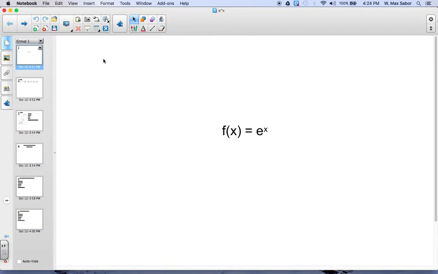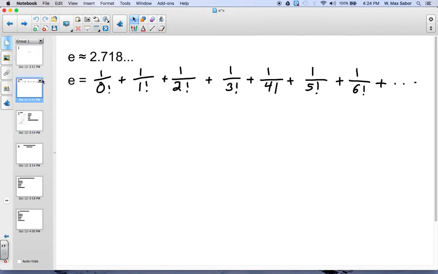Right now we're going to look at f of x equals e to the x, which is the parent function of the exponential function family. So before we get into that, what is e? Well, e is a number. It's a transcendental number like pi, and e is approximately 2.718 dot dot dot.